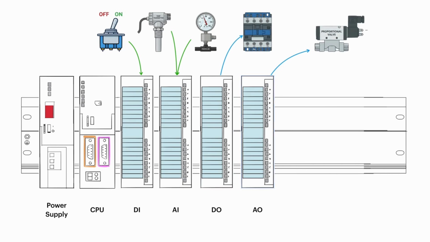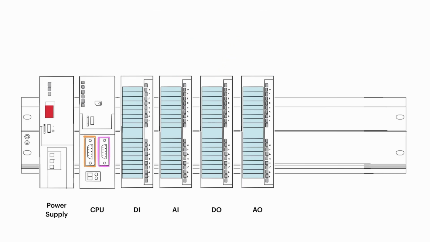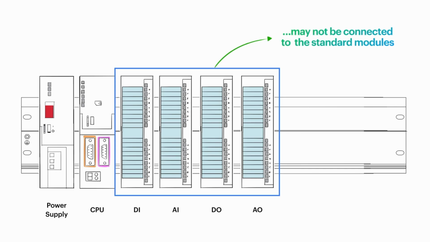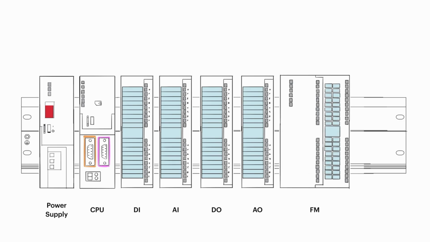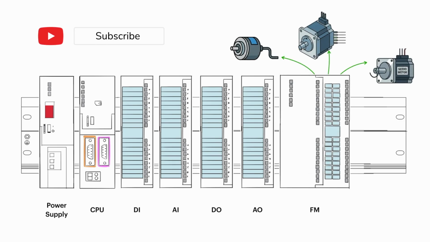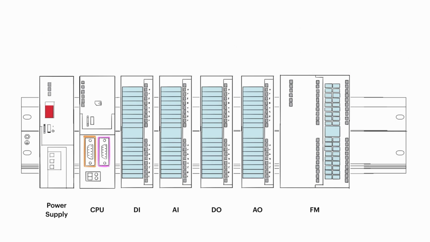that need precise control. Some applications require higher accuracy or advanced processing. In those cases, standard I/O isn't enough and instead requires specialized modules called function modules, or FMs. These modules process signals independently from the CPU, which helps achieve faster and more precise results for special tasks.